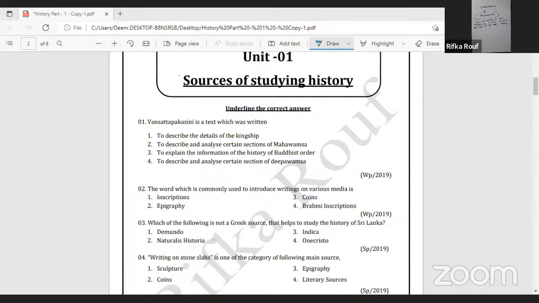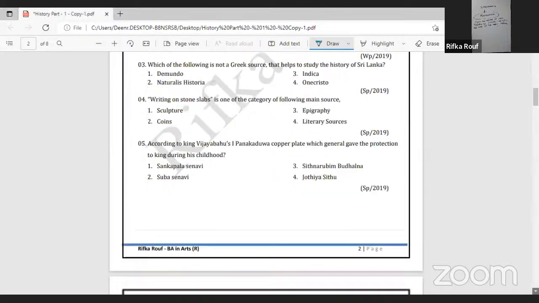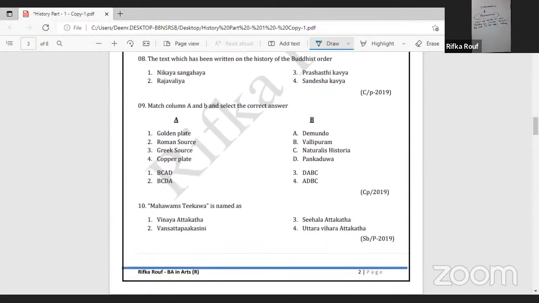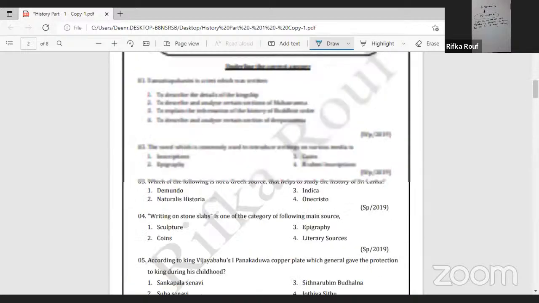First do the first 10, okay? First 10 you are going to do. I'll provide you time.